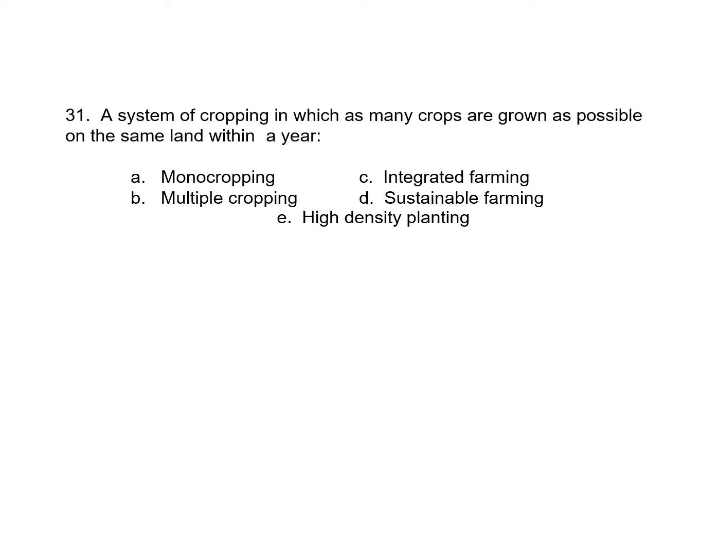Number 31. A system of cropping in which as many crops are grown as possible on the same land within the year. A. Monocropping, B. Multiple cropping, C. Integrated farming, D. Sustainable farming, or E. High density planting. The answer is multiple cropping.